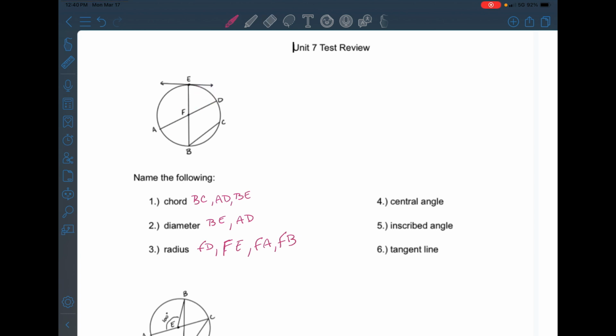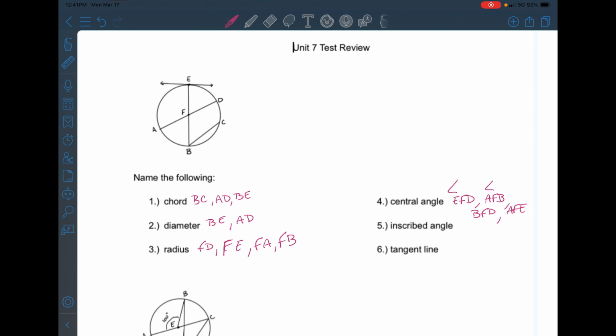A central angle, as long as the vertex of the angle is on the center of the circle and it goes to the circle. So you have EFD is one. AFB is one. These are all angles, by the way. And BFD is one. And AFE is one. As long as it's in the center of the circle, the vertex in all of these is the center of the circle, which is F.